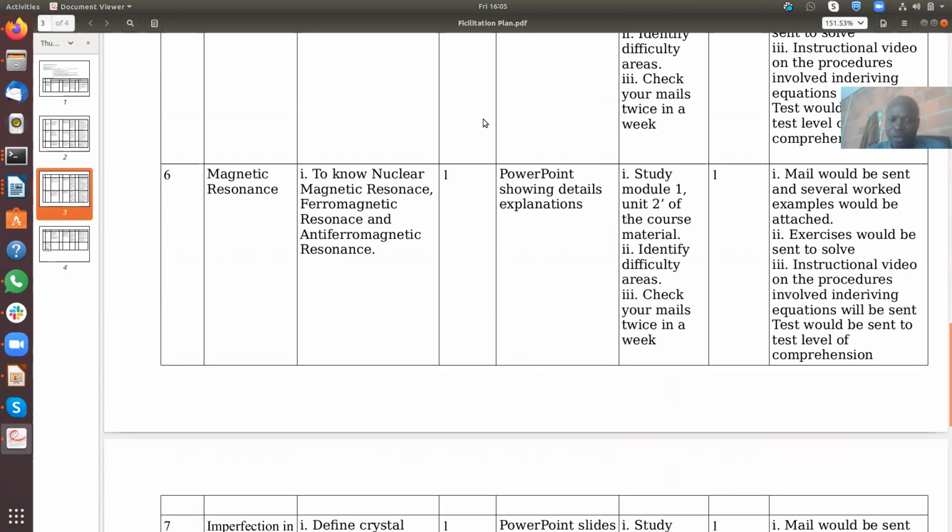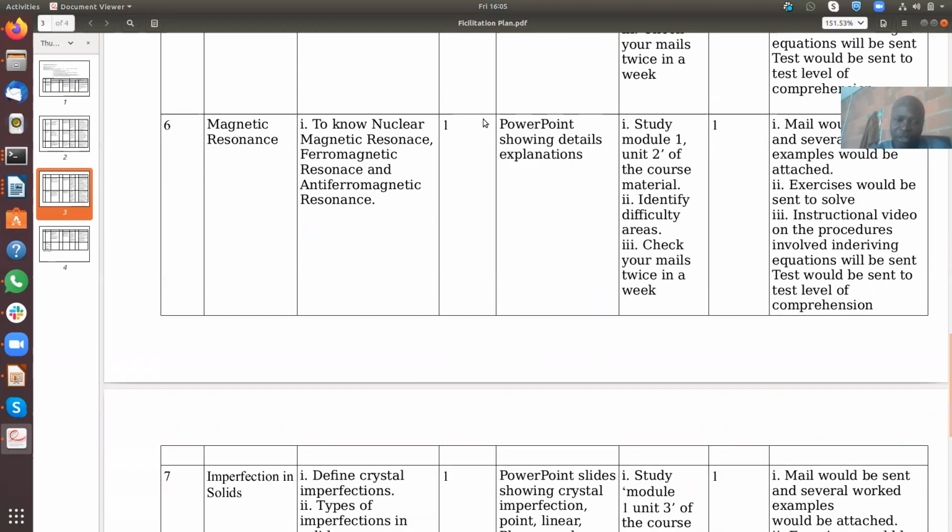And in the sixth week, we shall be looking at magnetic resonance. Here we are going to be discussing nuclear magnetic resonance, ferromagnetic resonance, and antiferromagnetic resonance. Their uses, the theory behind them, and how to link some of the connecting equations in this concept.